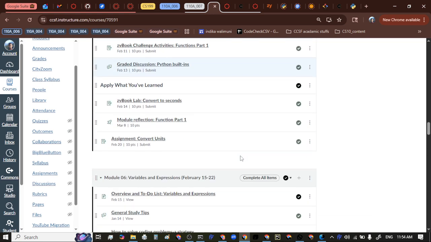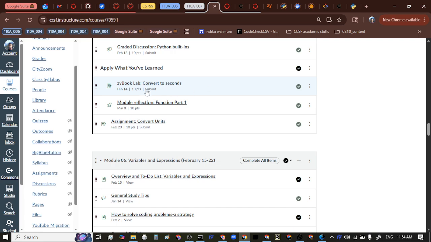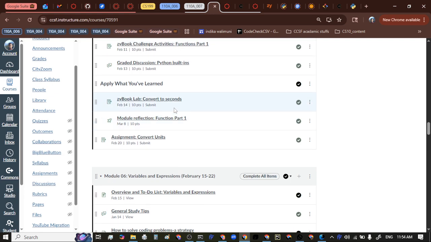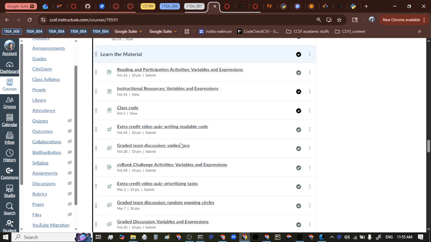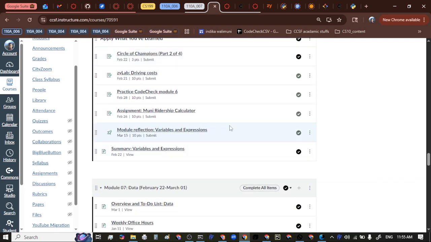And then module 5 we have convert to... where is that actually, convert units. Okay, and then module 6 we have this Muni ridership. So there are 3. So open the one that you are still doing or yet to do.